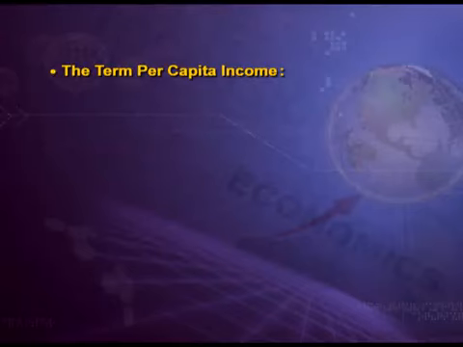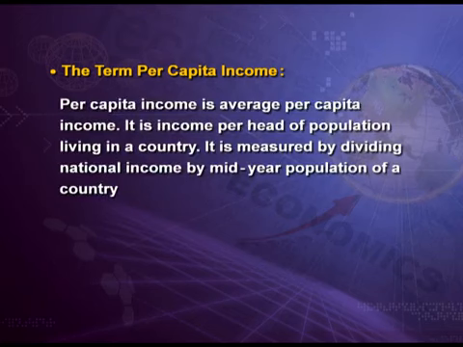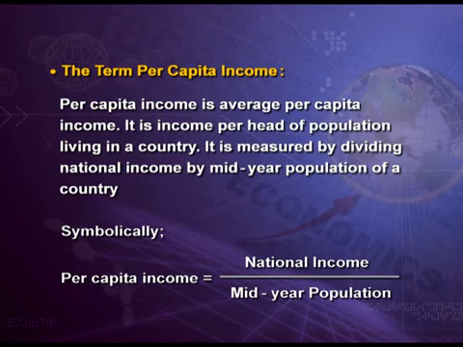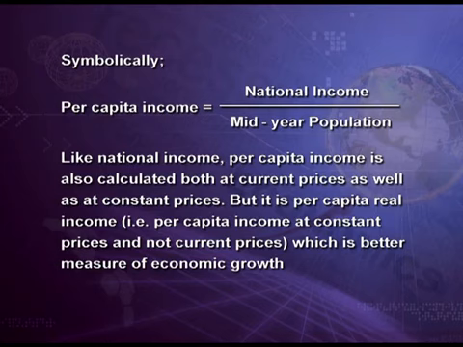After the concept of personal income and personal disposable income, the next term to discuss is per capita income. Per capita income is average income. It is income per head of population living in a country. It is measured by dividing national income by the mid-year population of a country. Like national income, per capita income is also calculated both at current prices as well as at constant prices. But it is per capita real income, that is per capita income at constant prices and not at current prices, which is a better measure of economic growth.